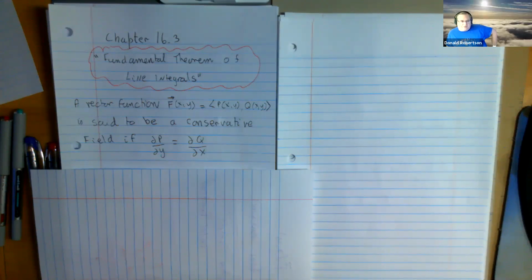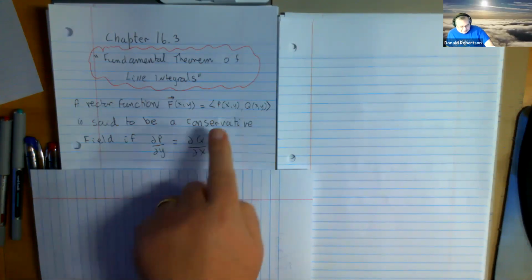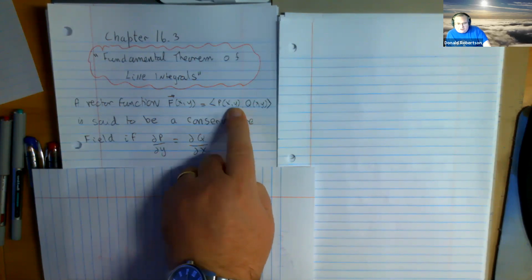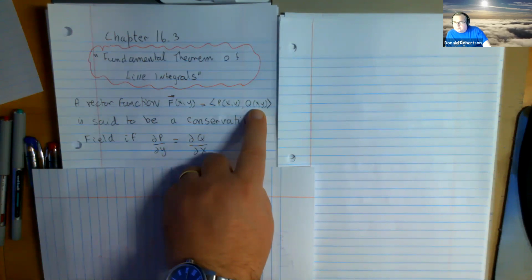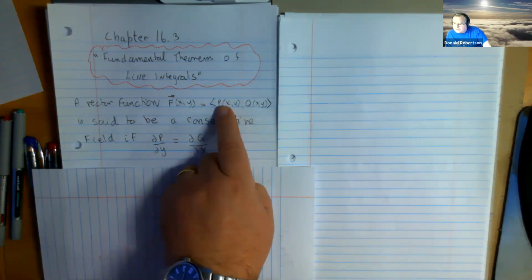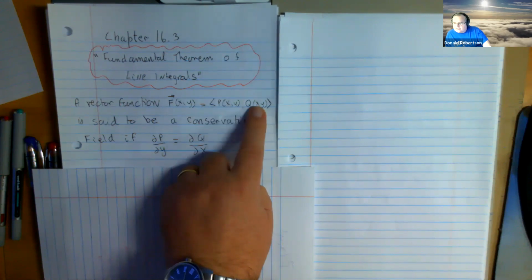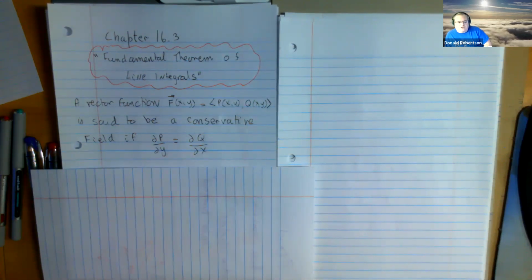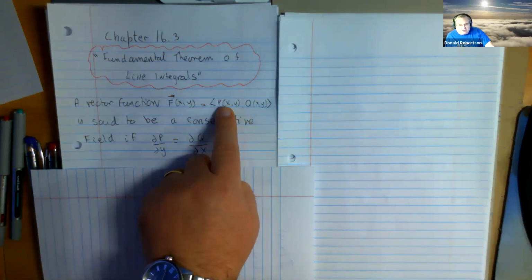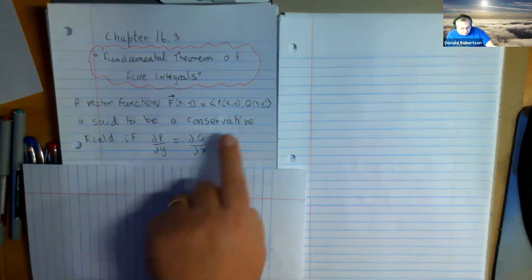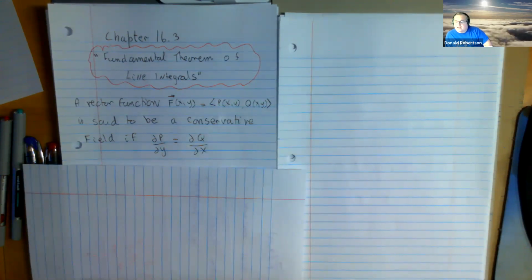Take a general vector function, f of xy, described in terms of, say, x squared y cubed plus y, and e to the y plus x cubed. So it's a function; we'll call this first part P and this second part Q, and P and Q are typically functions of x and y. Now this vector function is said to be a conservative field when the derivative of P with respect to y is equal to the derivative of Q with respect to x.